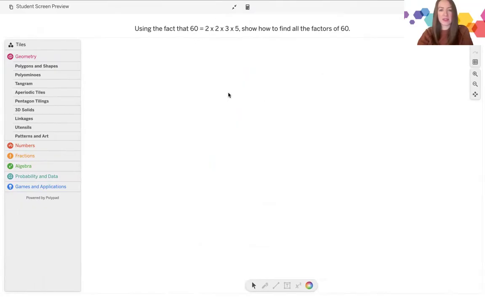So here we have the fact that 60 is equal to 2 times 2 times 3 times 5. I want that up here. 2 times 2 times 3 times 5. That's the unique prime factorization of 60. Show how to find all the factors of 60. So we can take the prime factorization and recreate all of the factors of 60, not just the prime ones.